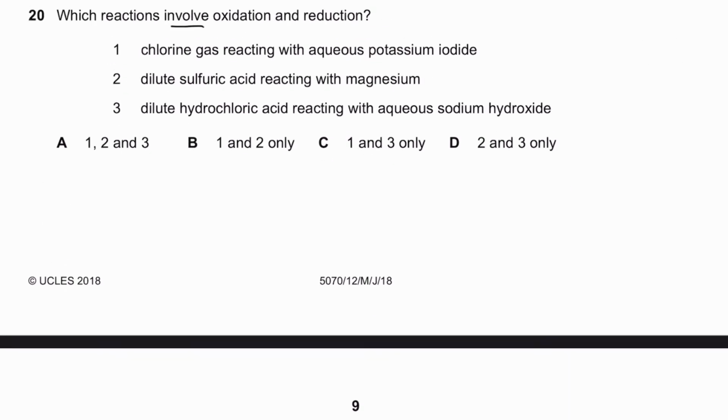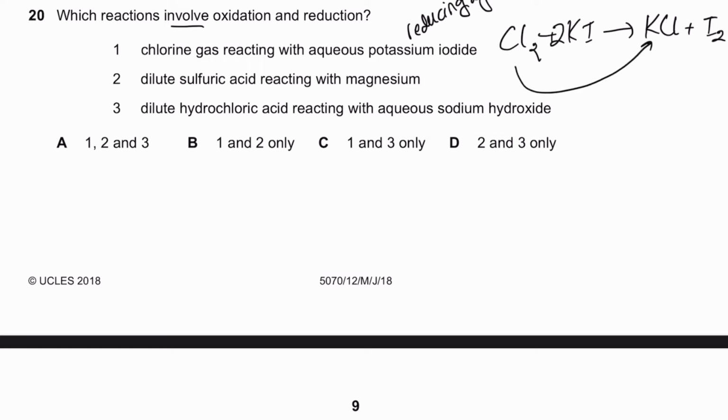Which reaction involves oxidation and reduction? Chlorine gas reacting with potassium iodide. So this is a reducing agent. This is also a reducing agent. So number 20. Cl2 is reacting with KI. So it's going to form KCl plus I2. So chlorine is being reduced. This is being oxidized. So 1 is the correct option.